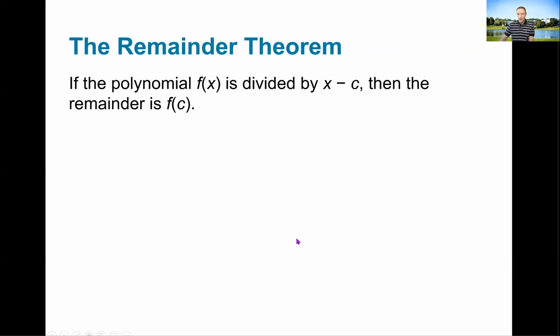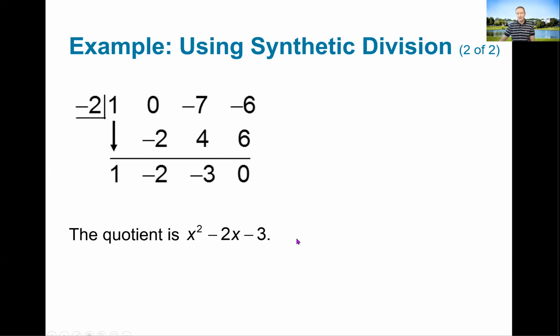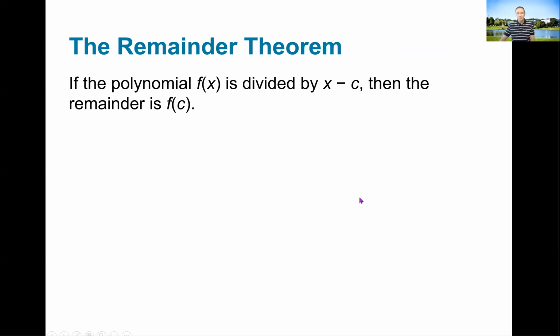Now, notice I said in this case it divided evenly. The reason I knew it divided evenly is because I didn't have a remainder. So what the remainder theorem is saying is that if the polynomial is divided by x minus c, and you know anytime you're dividing by x minus c, your synthetic divisor is x equals c, then whatever you get for your remainder is going to be f of c.